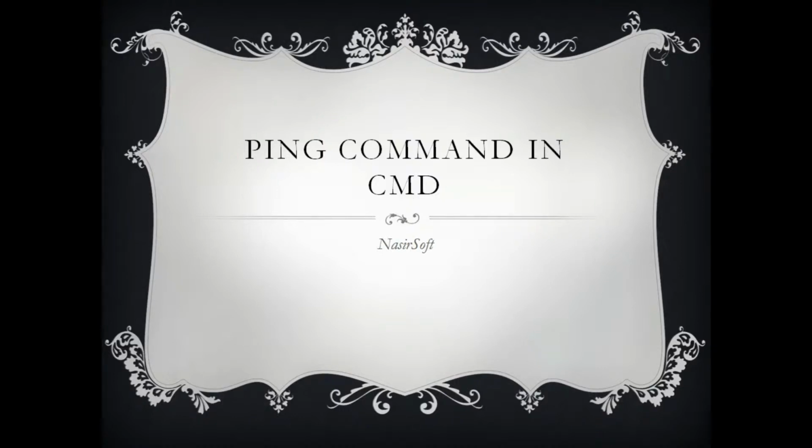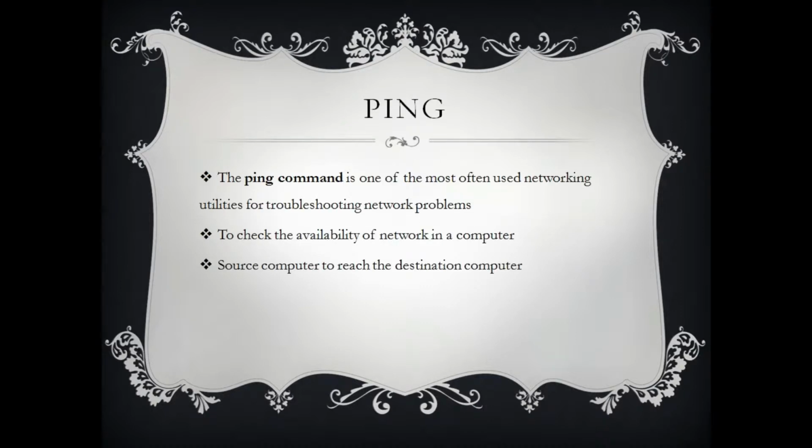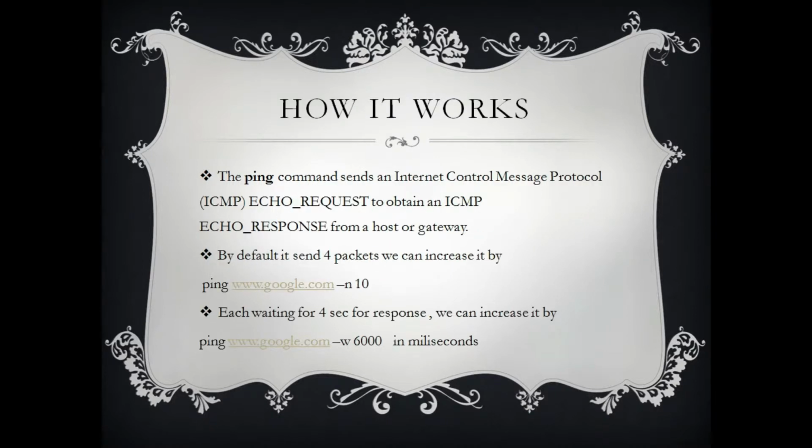In this video, we will talk about the ping command in CMD. Ping command is used to check the availability of a network in a computer. The ping command is one of the most used commands for troubleshooting network problems. Through this command, we send a request to a server or IP and wait for a response. The server responds with time, IP address and TTL.